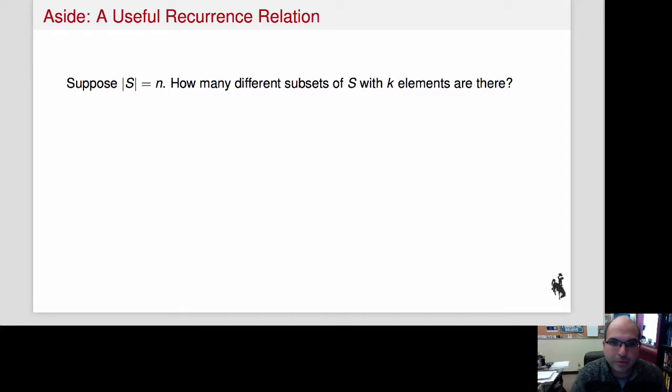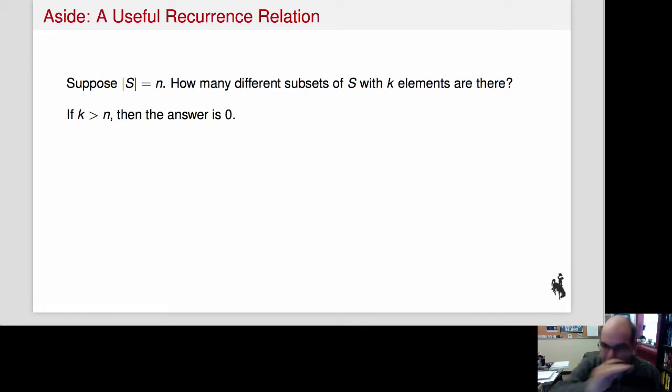Now, before we go back to the taxi example and try to solve the recurrence relation, I want to take a little aside. Here's a question. Suppose I have a set that has precisely n elements. How many different subsets can I find that have exactly k elements? This is similar to a question we did before. You remember we counted the number of subsets of a set of cardinality 10, where each subset had exactly 3 elements. So this should be similar to what we've seen.